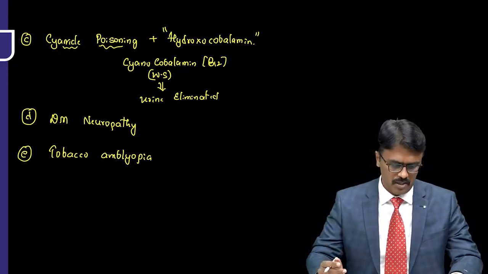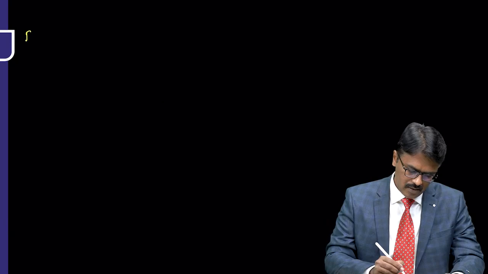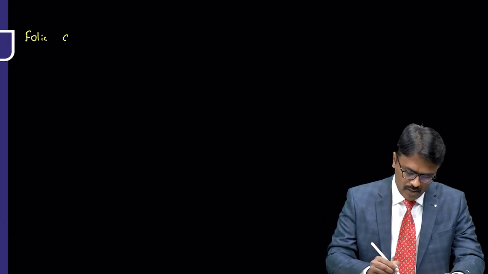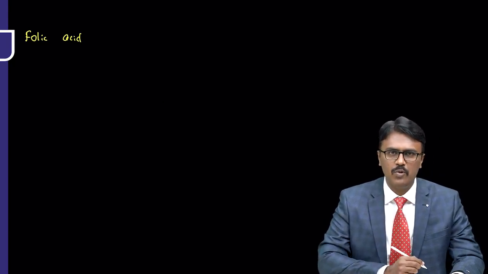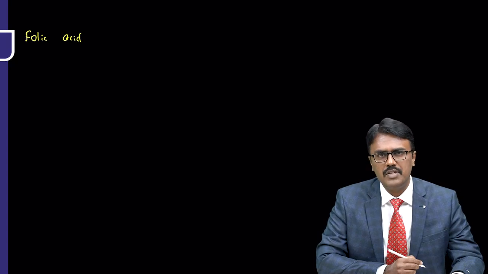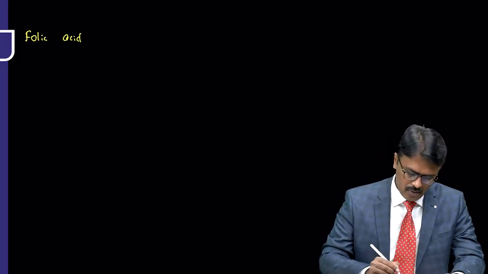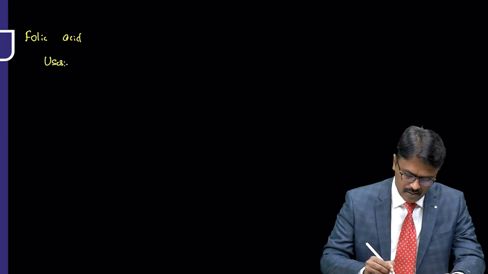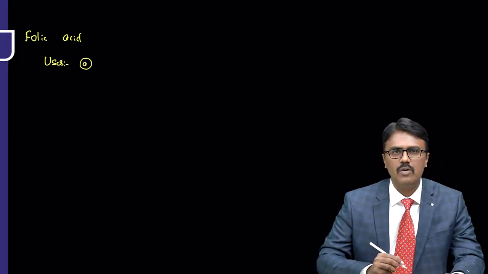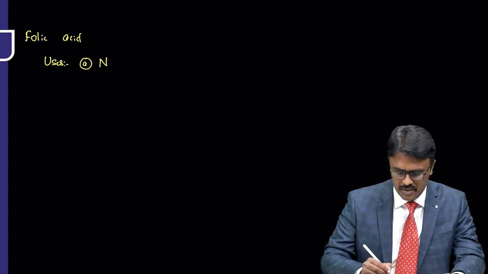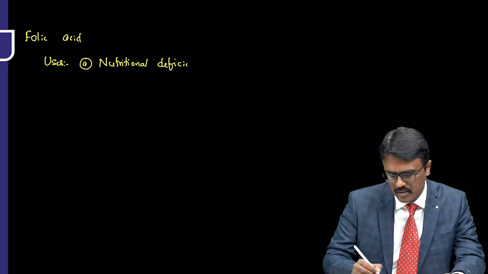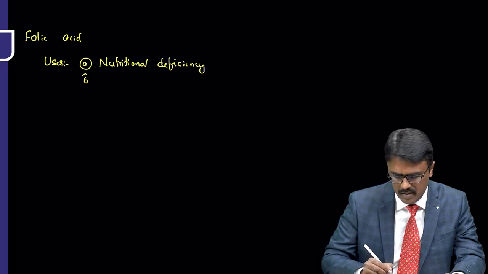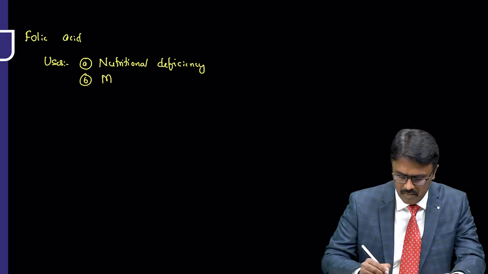That is about B12. Moving on to another hematinic, called folic acid. Now, folic acid, the name is derived from folate because it is rich in green leaf vegetables. Now, what are the uses of folic acid? Number one, we use folic acid in nutritional deficiencies, where the patient is not able to get enough through the diet. Second, in the management of megaloblastic anemia.